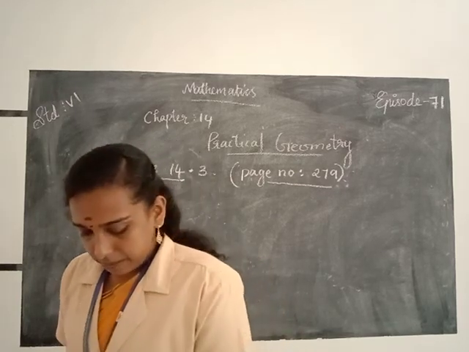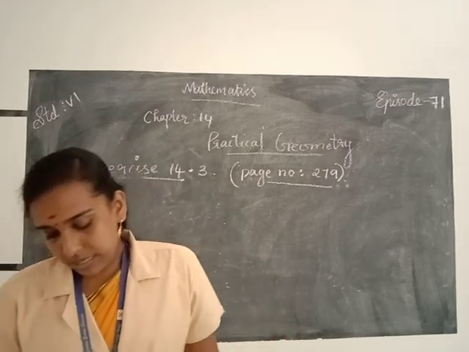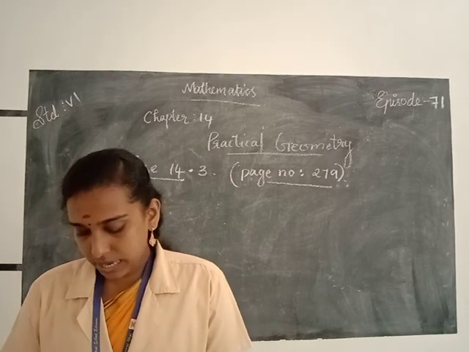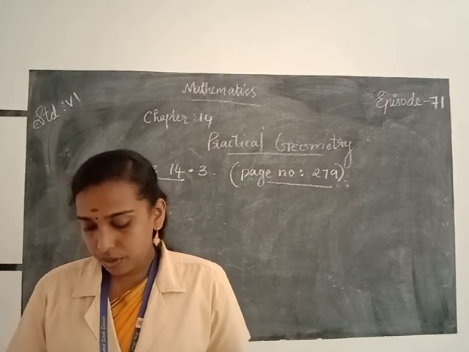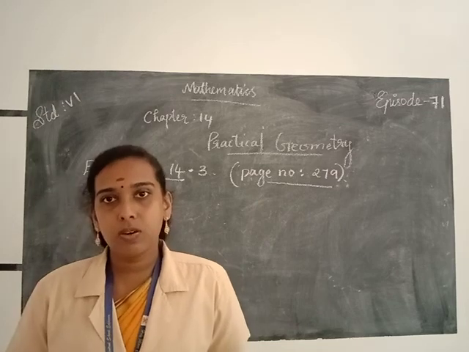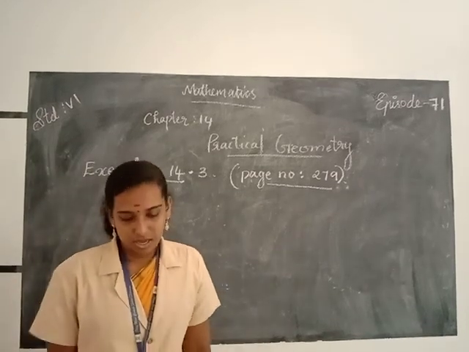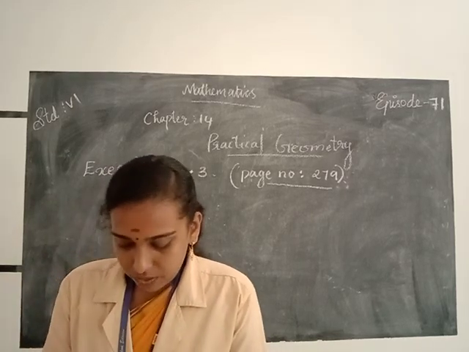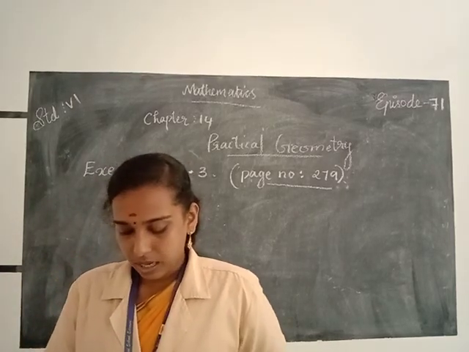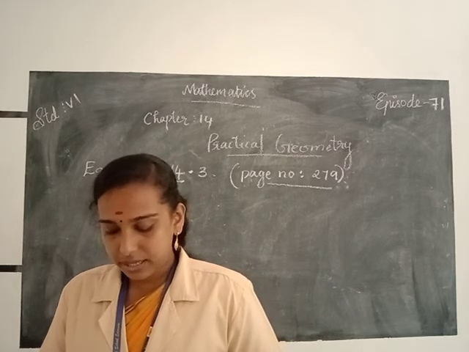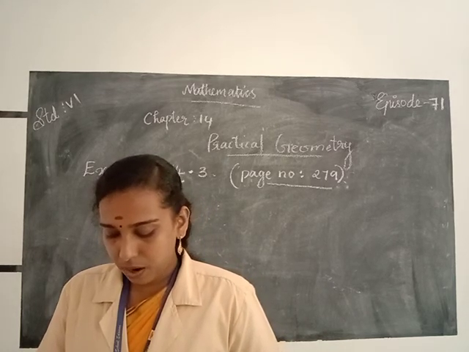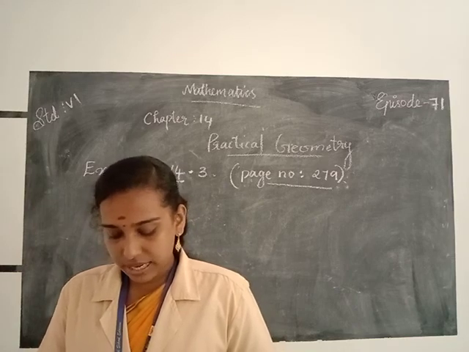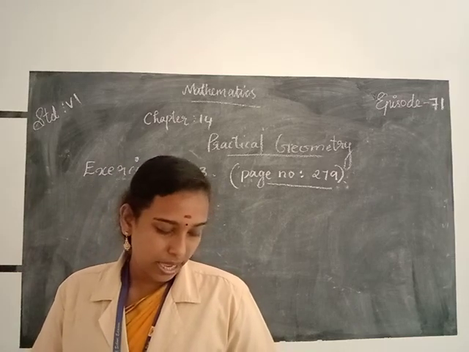Then the next question. Given some line segment AB whose length you do not know, construct line segment PQ such that the length of line segment PQ is twice that of line segment AB.